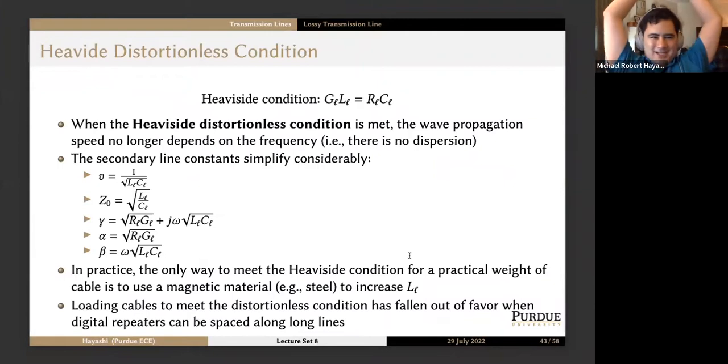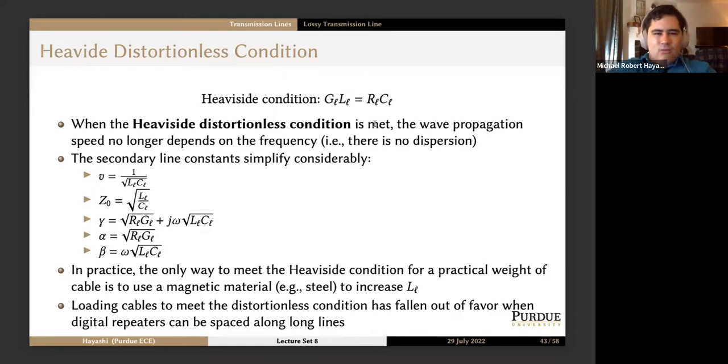Let's look at a special case. So let's look at the Heaviside distortionless condition. This distortionless condition is that the time constants are equal. So GL/CL equals RL/LL. And remember, there is no a priori reason to think that this condition would be met. It just so happens that if this condition is met, we get a lot of simplifications. It's a "just so happens" type of condition. It's not something that you can do normally.